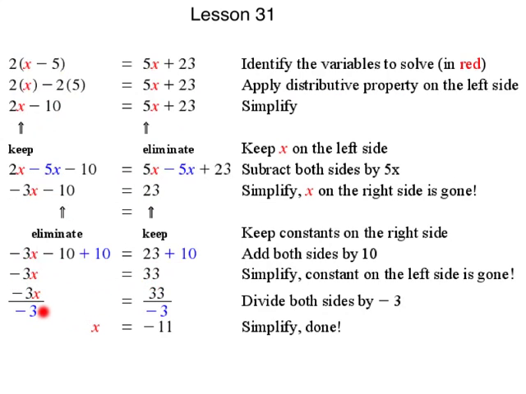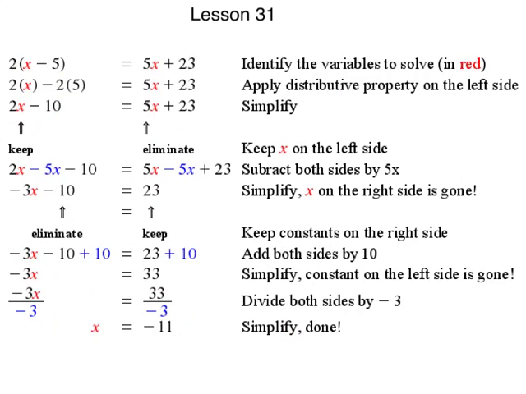Now I'm going to get rid of the negative 3 that's beside the x, and we know that if there's no sign in between, that means that we're multiplying. So if we're multiplying negative 3 times x, the only way to get rid of that negative 3 is to divide by negative 3. So we divide on both sides of the equation, and these will cross out, and we get x equals, and 33 divided by negative 3 equals negative 11. So we've simplified, we've solved for x, and now we're done.